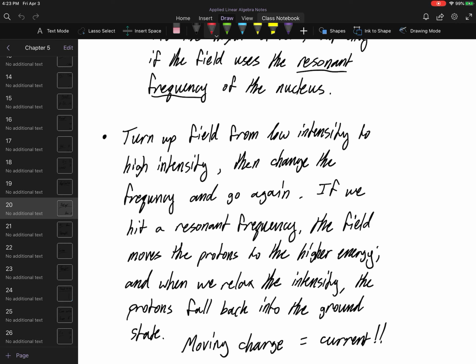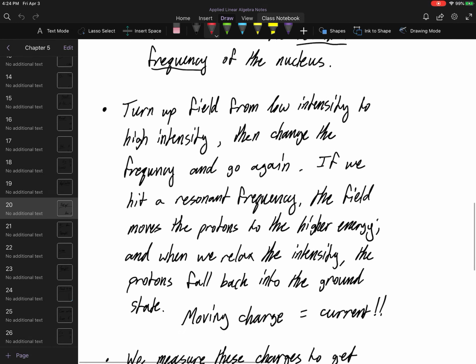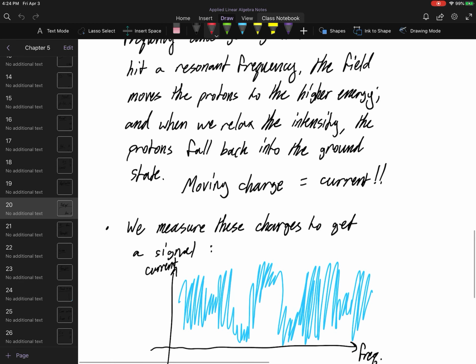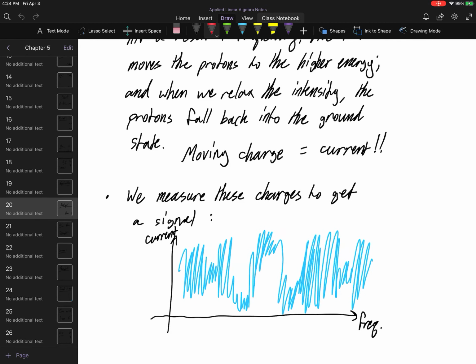But if we hit a resonant frequency, the field will move the protons from that low energy state into the higher energy state. And when we relax the intensity, these protons will fall back down into their ground state. Protons are positive charges, and when a charge moves, we create current. And this is what the gigantic machine is doing. It's a huge, like 10-foot tall machine, a good 5 or 6 feet wide, a big cylinder. You need a ladder to drop your tiny little sample into the top of that machine.